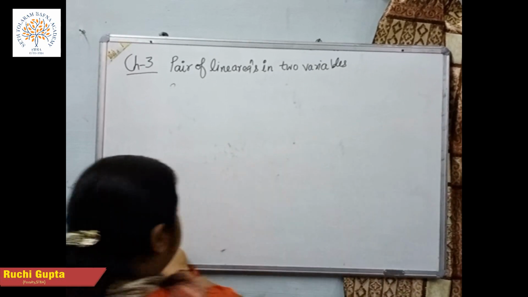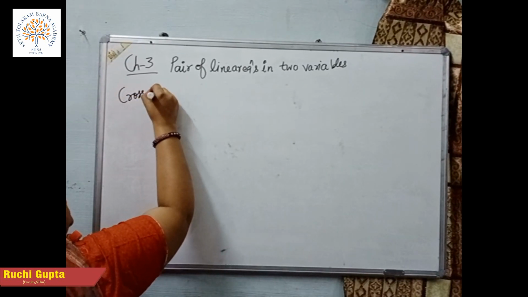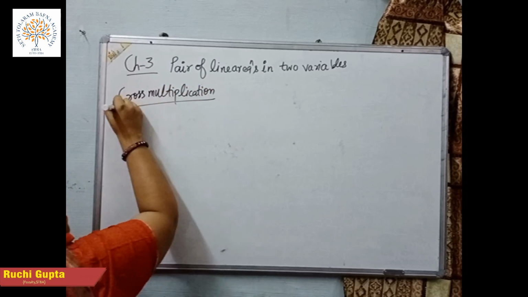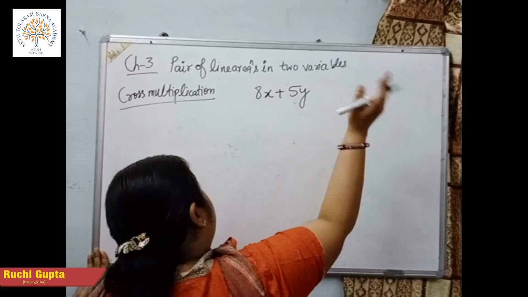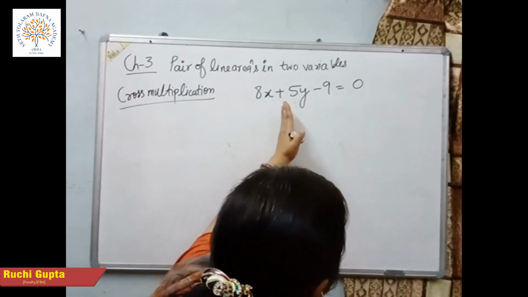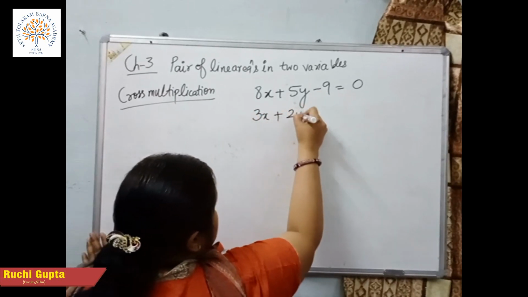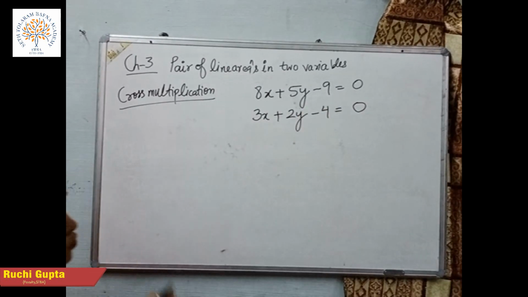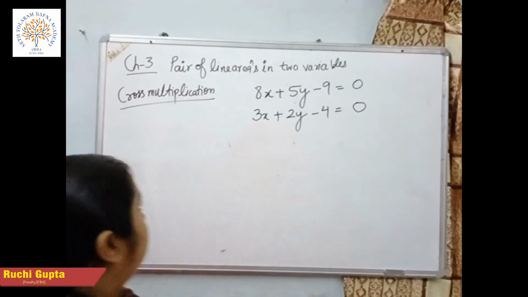Students, look at this method carefully. Okay. This is something different from both these two methods, substitution and elimination. Cross multiplication. Our first equation is 8x plus 5y equal to 9. When I brought 9 here on the left hand side, its sign becomes minus. And the second equation is 3x plus 2y minus 4 is 0. This method is different. So look at this method very carefully.